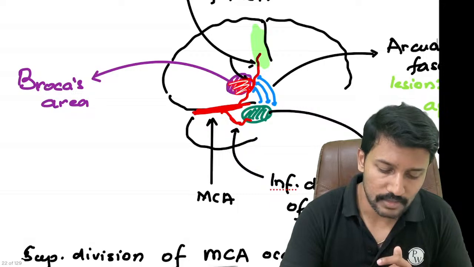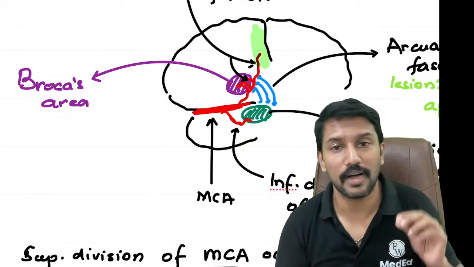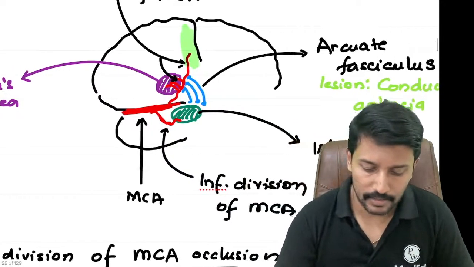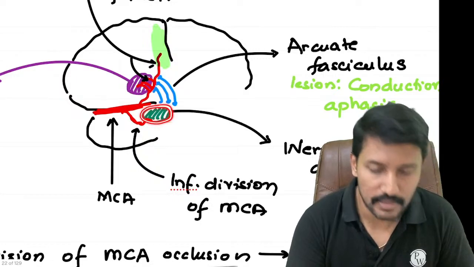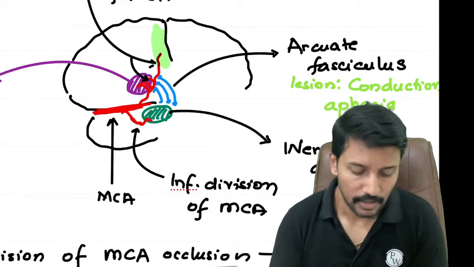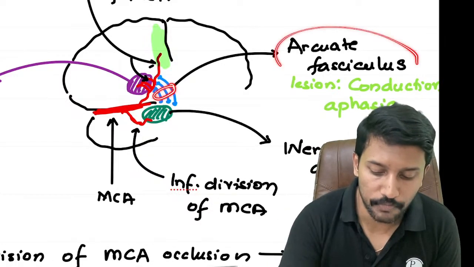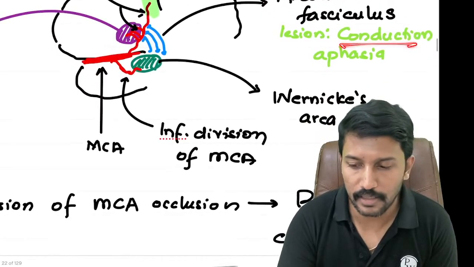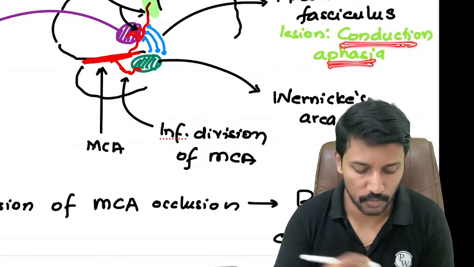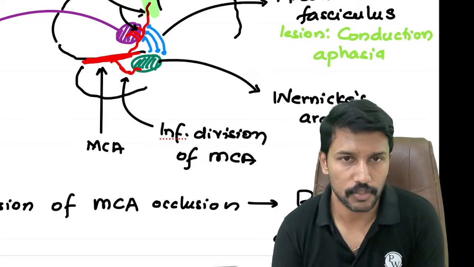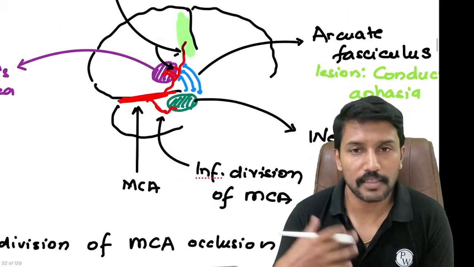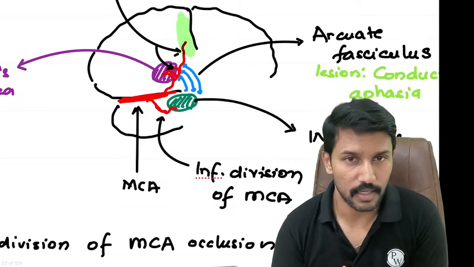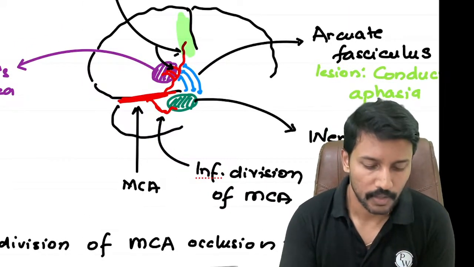The damage to Broca's area causes Broca's aphasia, right? And the damage to the Wernicke's area causes Wernicke's aphasia, and damage to arcuate fasciculus causes conduction aphasia. Damage to arcuate fasciculus causes conduction aphasia. Okay. In recent times they have asked questions related to blood supply to these areas. So let me make that also clear.